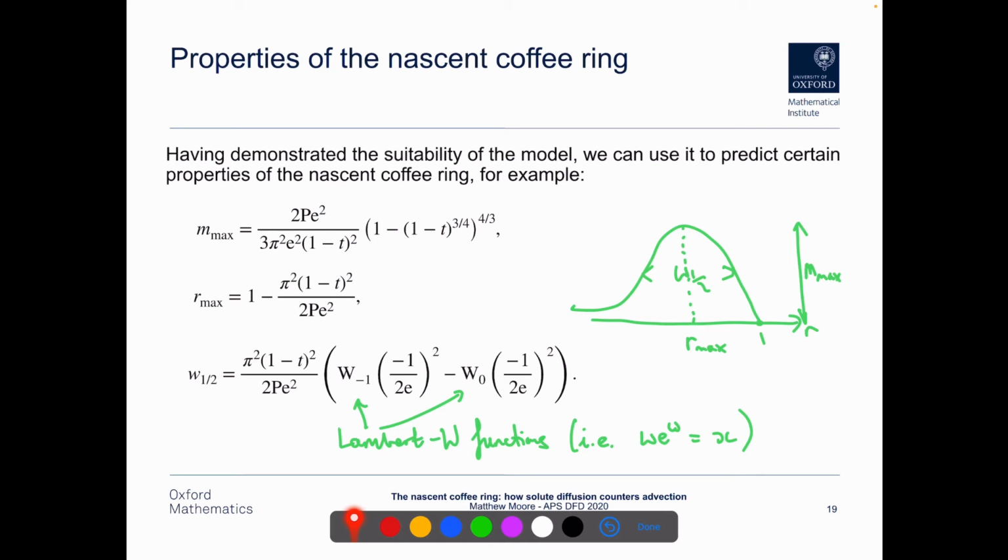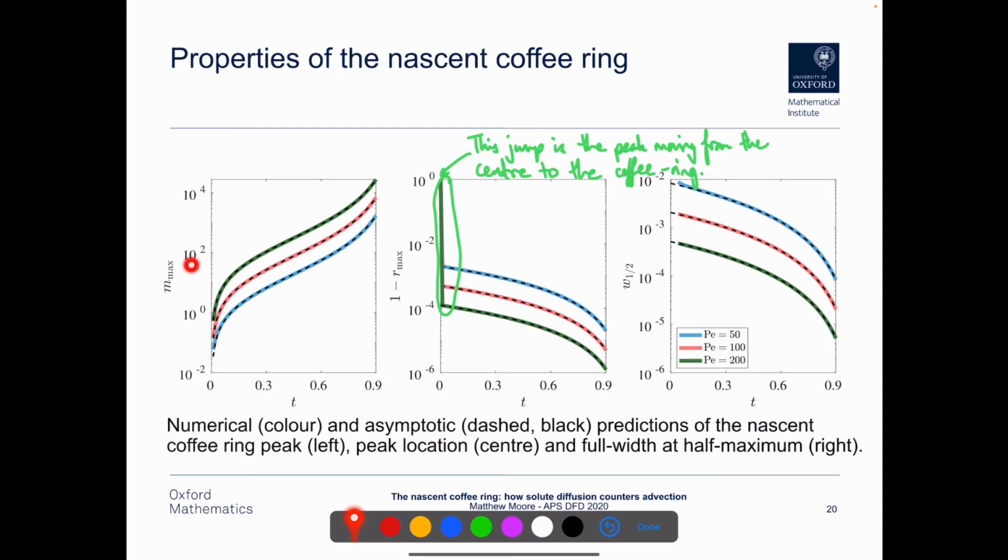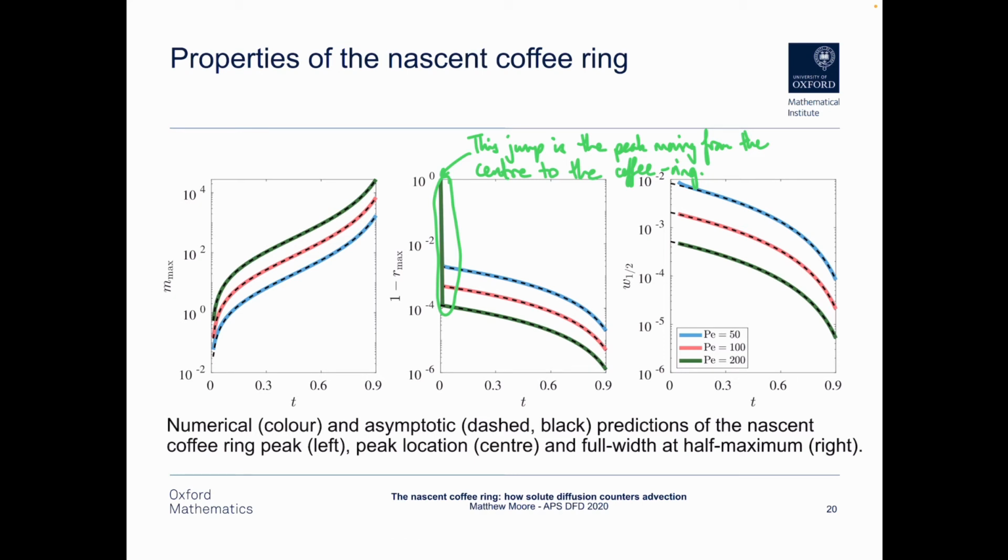And then we can say, okay, great. So firstly, let's plot them to see what these look like, and secondly, how well is this comparing to the numerical results? And that's what we do on the next slide. So in the 3 plots, I've got the peak, I've got the location of the peak, and I've got the full width at half maximum. And in each figure, the coloured lines represent numerical results, while the dashed black lines are the asymptotic predictions. And you can see in every single one, we're capturing it really well, really quickly. And it certainly gets better as the Peclet number gets larger, but it even does an excellent job for Peclet numbers as small as 50 here. So we've got a really reliable way of capturing the essence of this nascent coffee ring.